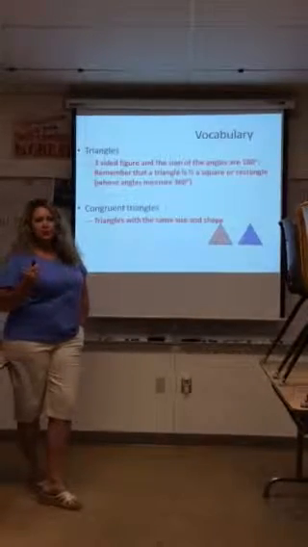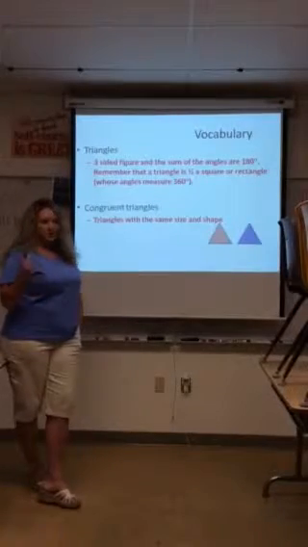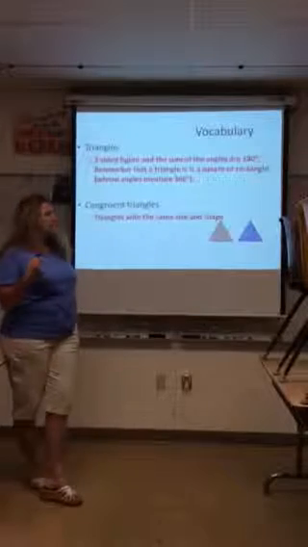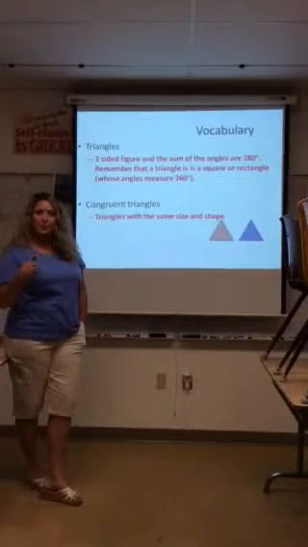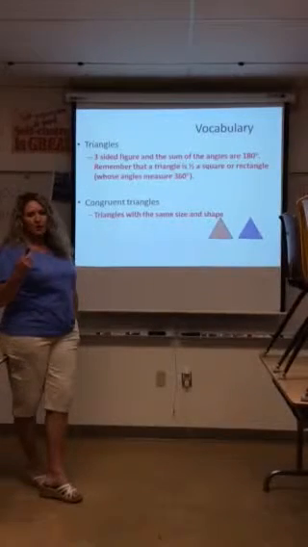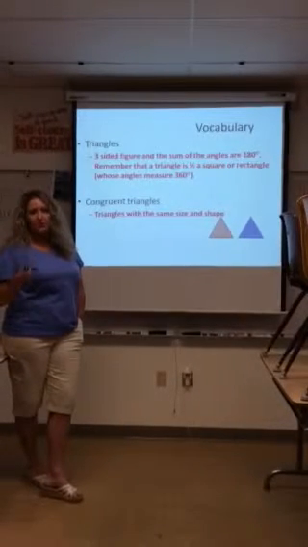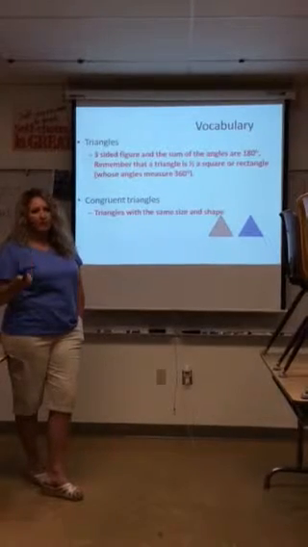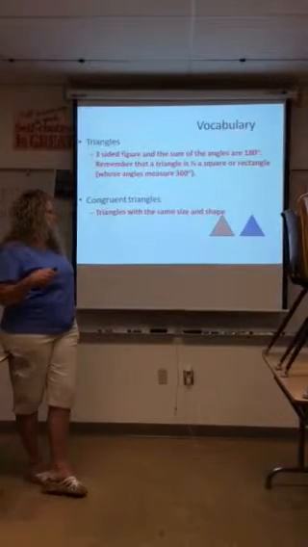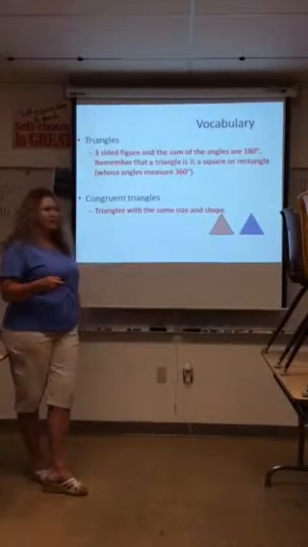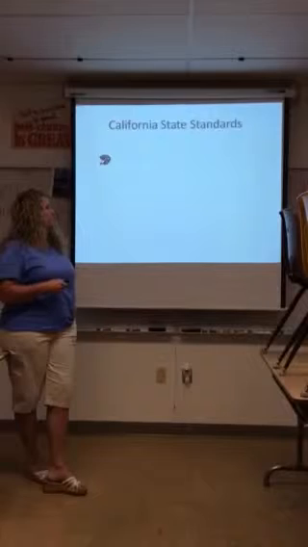So here are some new vocabulary words. Triangles, I just talked about that. It's three sides, that's what tri means. And the inside angles equal 180, and I'm going to teach you a little lesson about that later in this presentation. But you also have to remember that a triangle is half a square, and since a square is 360 degrees, a triangle is half of that, which is 180. Congruent triangles: congruent means the same, so they're the same size and the same shape.